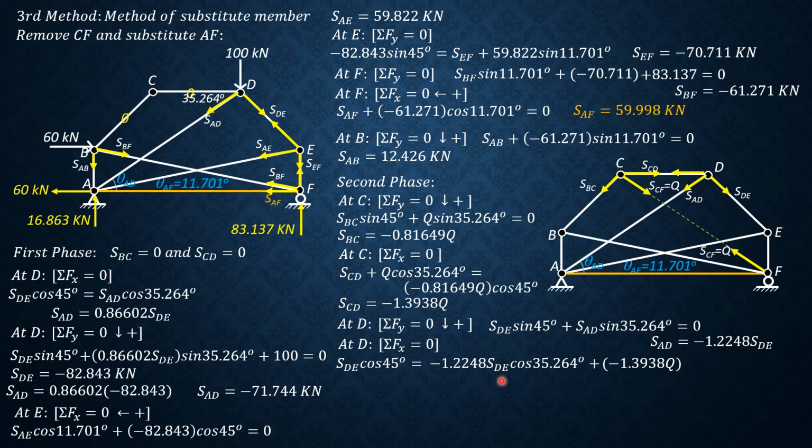So we can now solve or express SDE in terms of Q: negative 1.3938 Q divided by the quantity cosine 45 plus 1.2248 cosine 35.264. So SDE is negative 0.81645 of Q. Then SAD is negative 1.2248 of negative 0.81645 of Q. So SAD is Q also. So that's it. Let's proceed to the next slide.